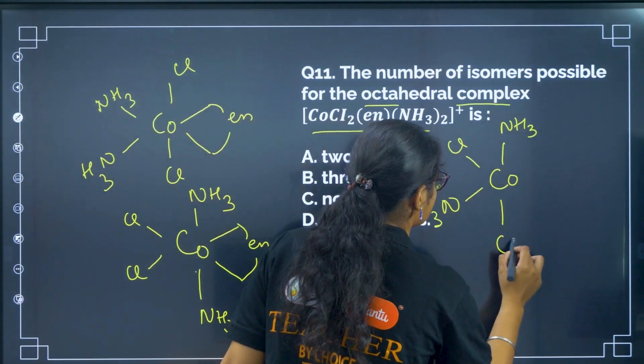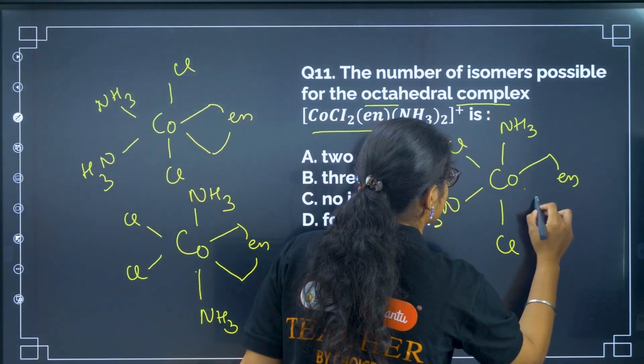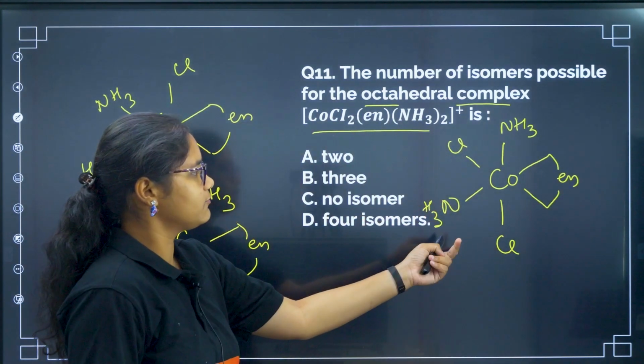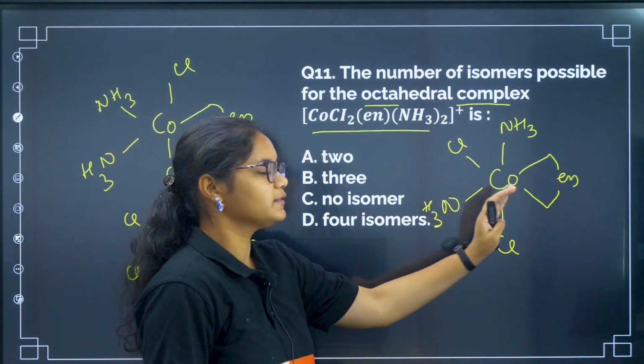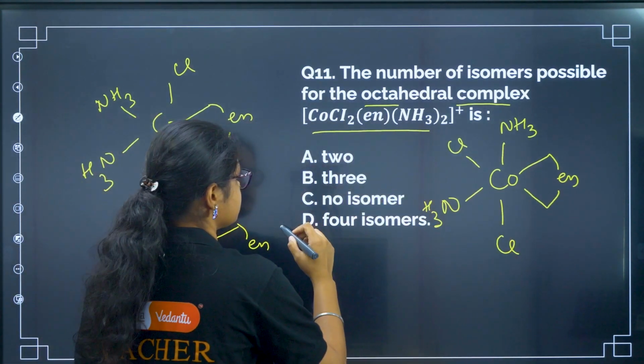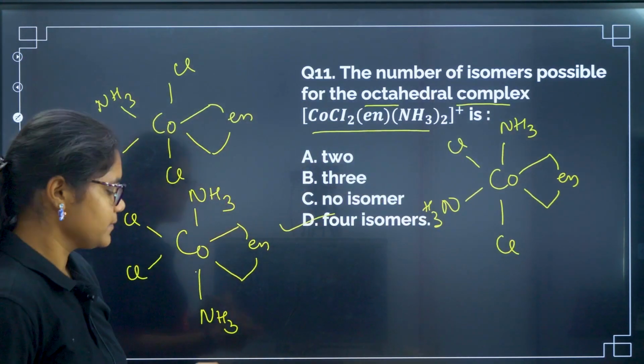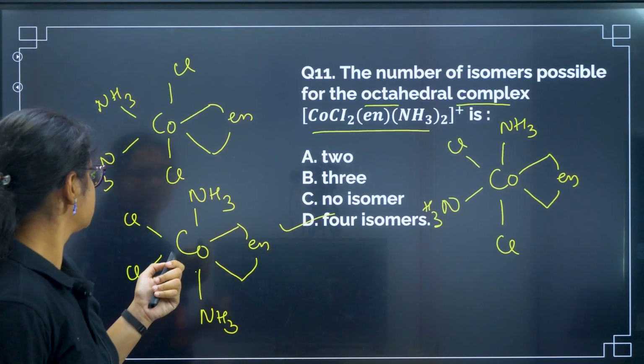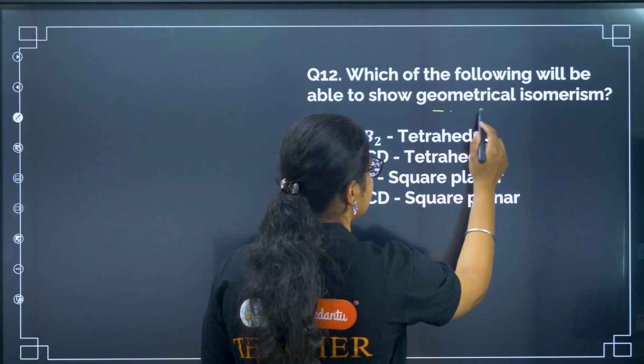Okay, then we can get this one, right? So this compound, if you take the mirror image of this one, that will be non-superimposable. So total isomers we'll get is 4 isomers, right? Okay. So next, which of the following will show geometrical isomerism?